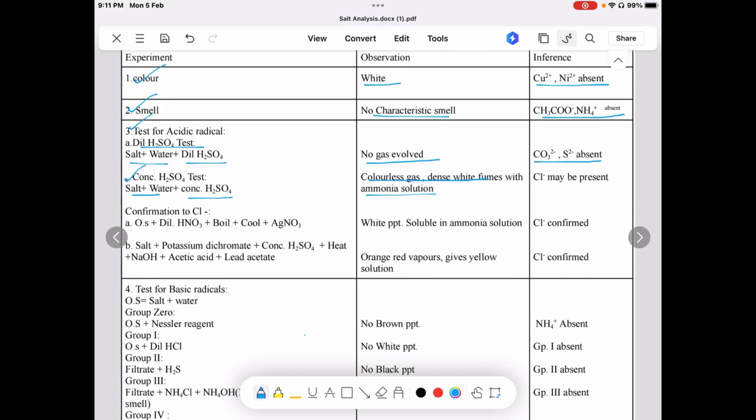The white fumes get intensified because we are having HCl. HCl combines with ammonia to form ammonium chloride. That's why these white fumes get intensified. It shows the presence of chloride ion in a salt.